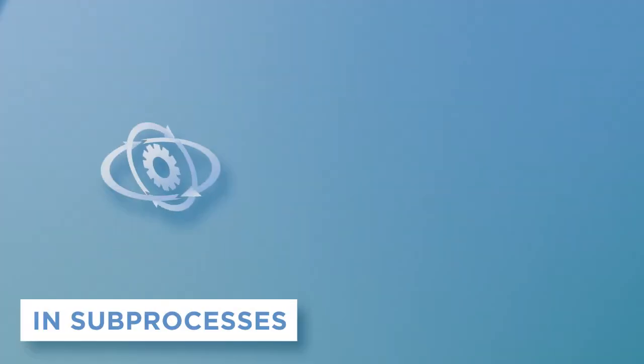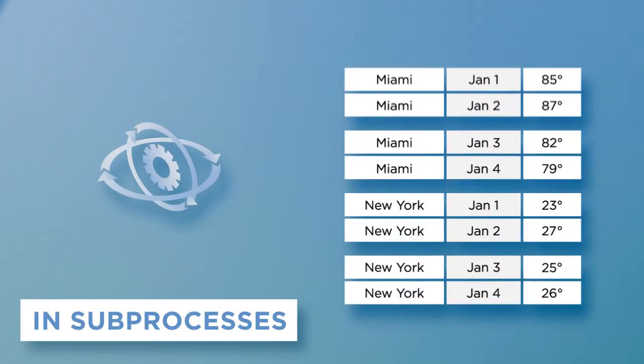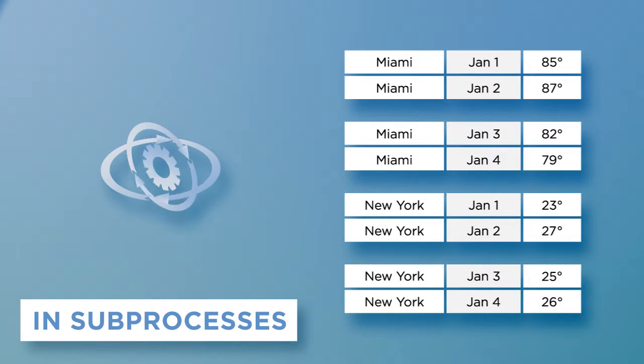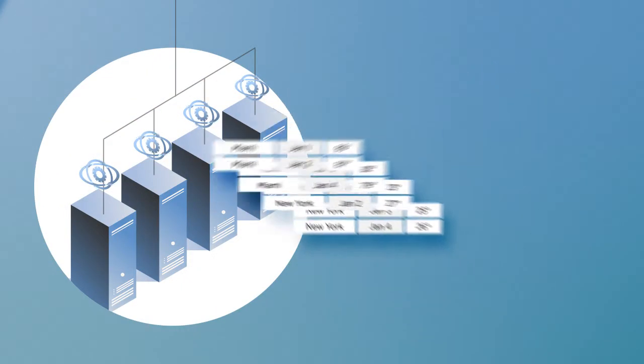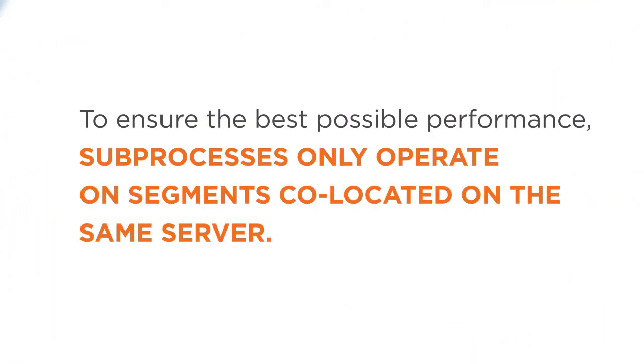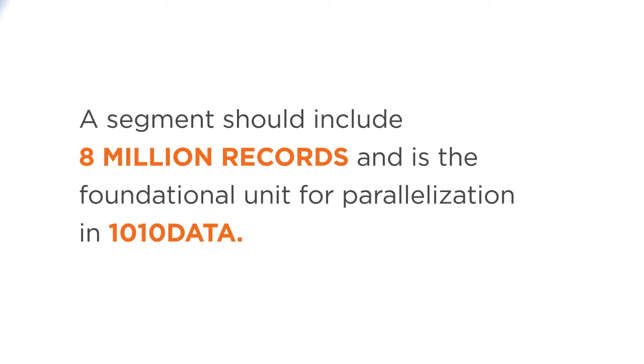In subprocesses, data for a table is horizontally partitioned to group sets of records together. These partitions are called segments. Each segment includes a portion of the table records distributed evenly across the computation cluster. To ensure the best possible performance, subprocesses only operate on segments co-located on the same server. A segment should include 8 million records and is the foundational unit for parallelization in 1010 data.